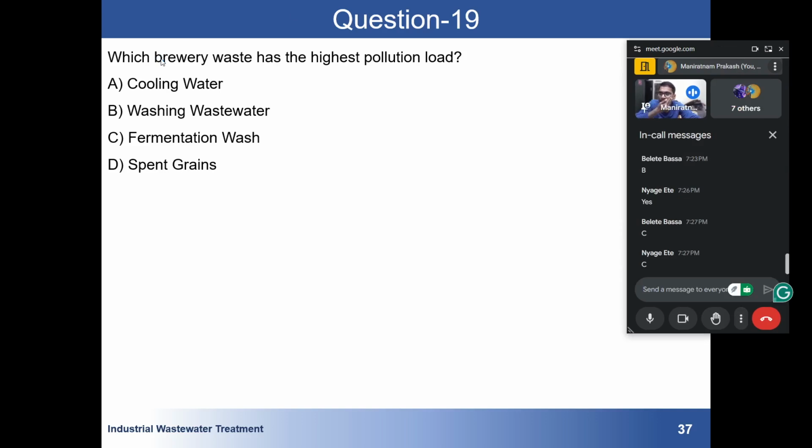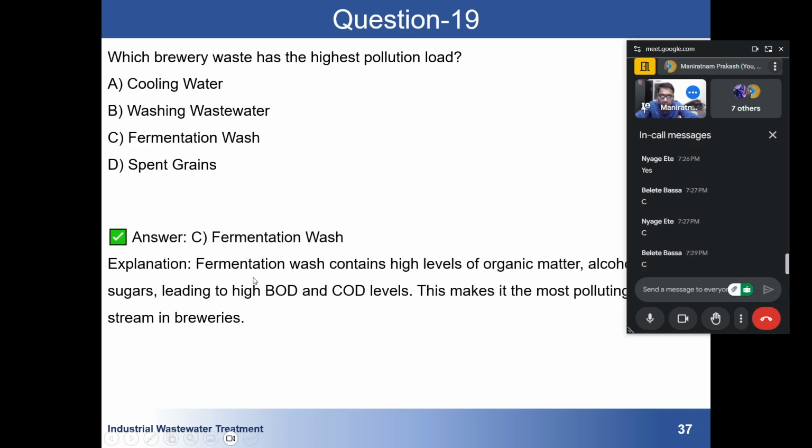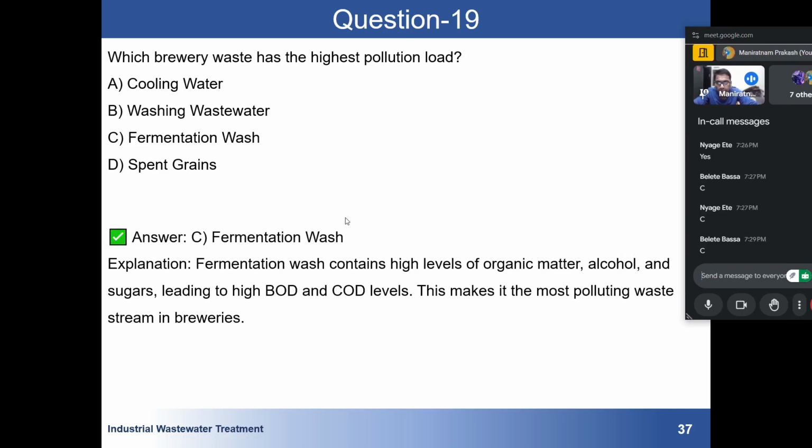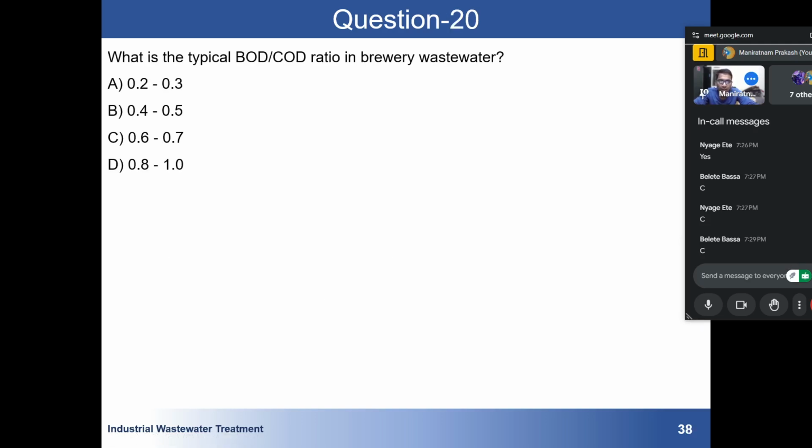So which of these has the highest pollution load? C. Fermentation waste. Yes, fermentation waste is the correct answer. Fermentation waste contains high levels of organic matter, alcohol, and sugar, leading to high BOD and COD levels. This makes it the most polluting waste stream in the brewery. What is the typical BOD by COD ratio in the brewery industry?